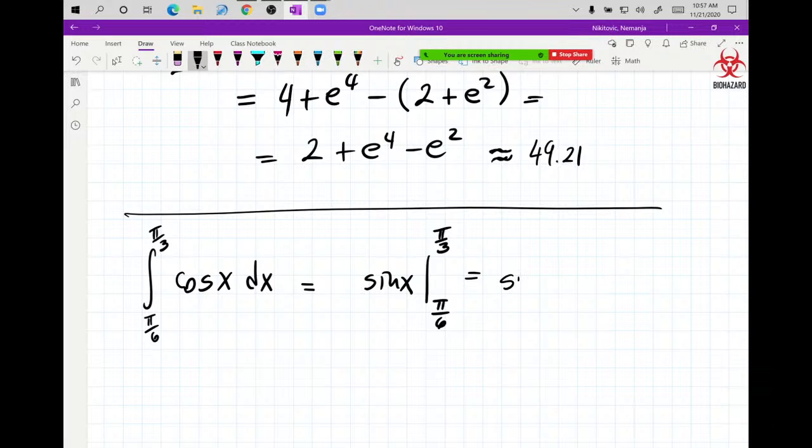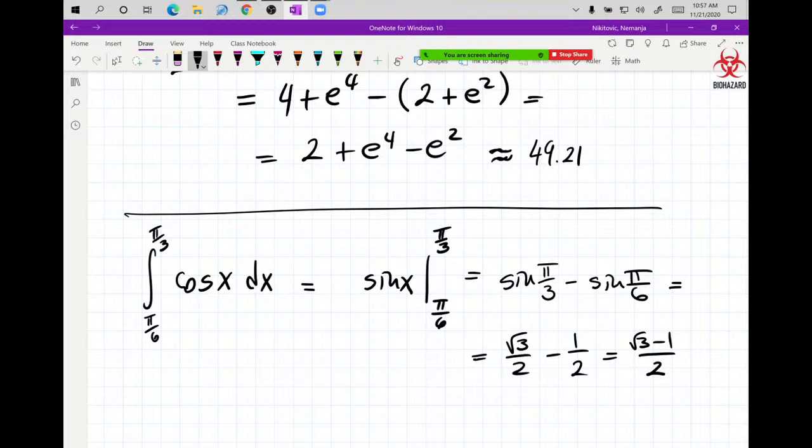And now you have to compute sine pi over 3 minus sine pi over 6, which is root 3 over 2 minus 1/2, which is root 3 over 2 minus 1 over 2. That's it. Done. Very, very quick, very simple. Your job is to plug in these values. Now, do you want to compute these things and give an approximation? You can. I'm doing it right now.